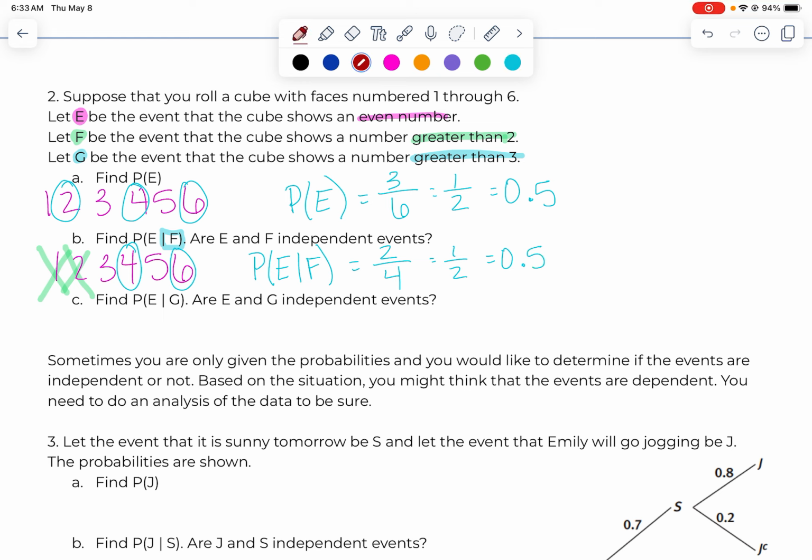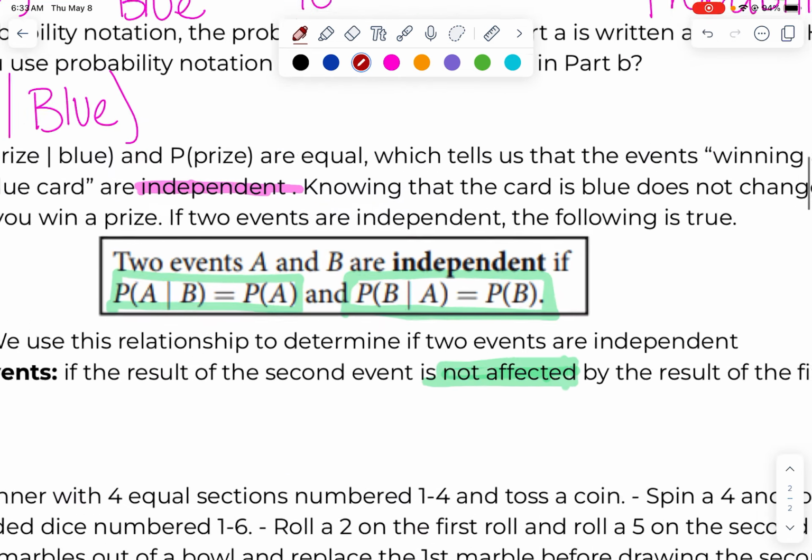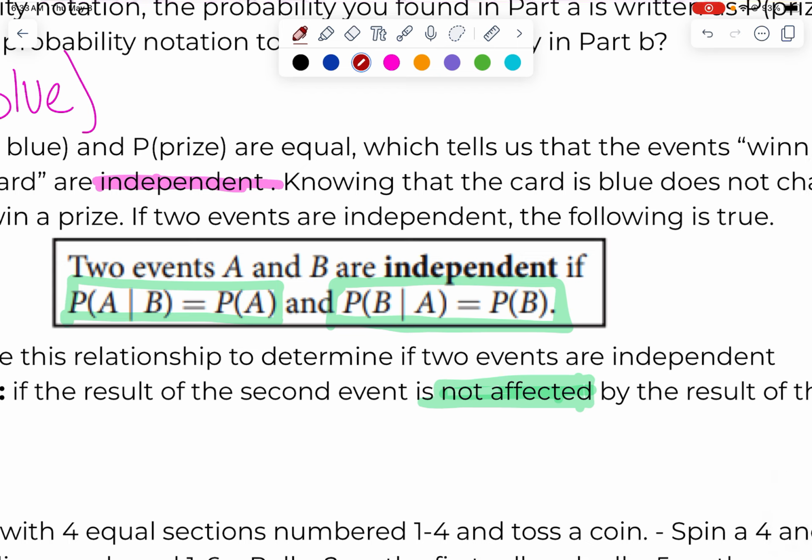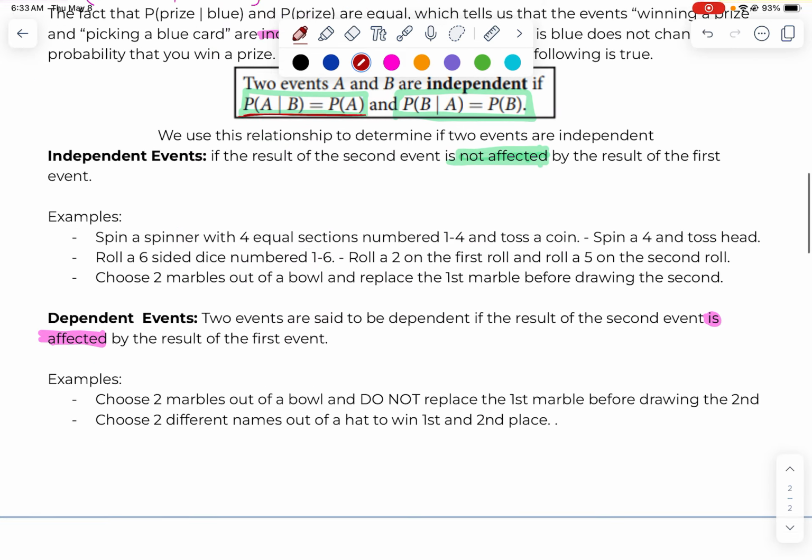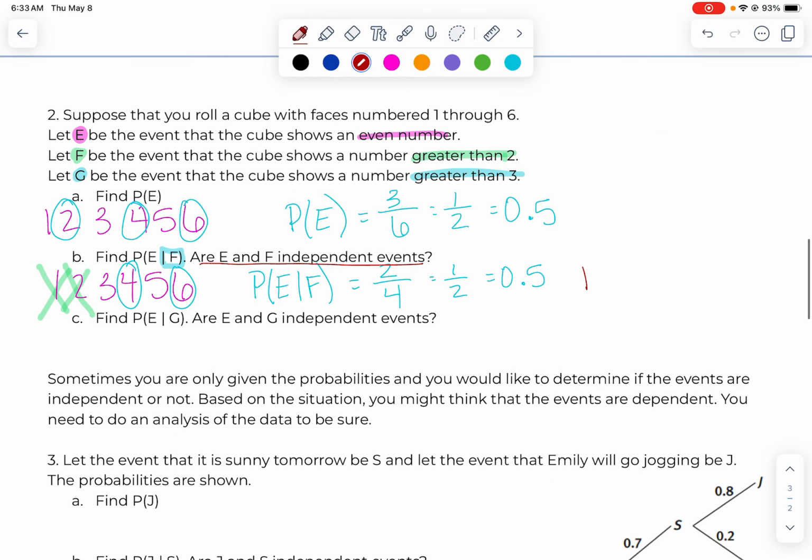So the second part of this question says, are they independent? So we're going to go back to page 1 real quick. It says, 2 events are independent if the probability of A given B is equal to the probability of A. So, is the probability of E given F equal to the probability of E? So is 0.5 equal to 0.5? The answer is yes, these are independent. So now I want you to pause the video and try letter C.